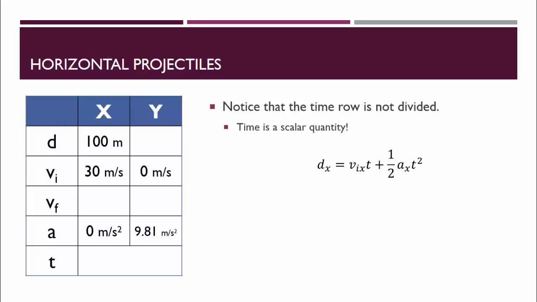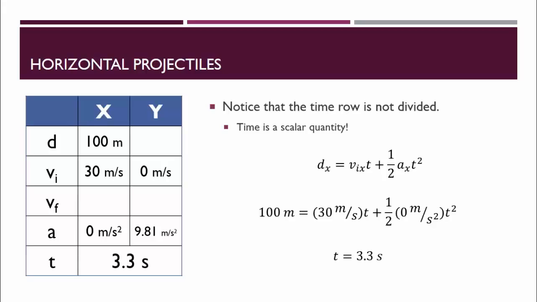You'll notice that I added in subscripts of x. You don't always have to do that, but my hope is that if we do include those, we will be sure to include only values from the x column when we substitute. So we have 100 meters equals 30 meters per second times the time plus 1/2 of 0 times t squared. If we solve that for t, we find that it took 3.3 seconds for that car to hit the ground.